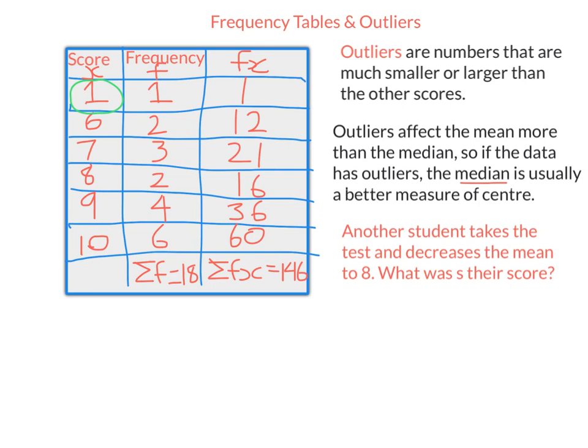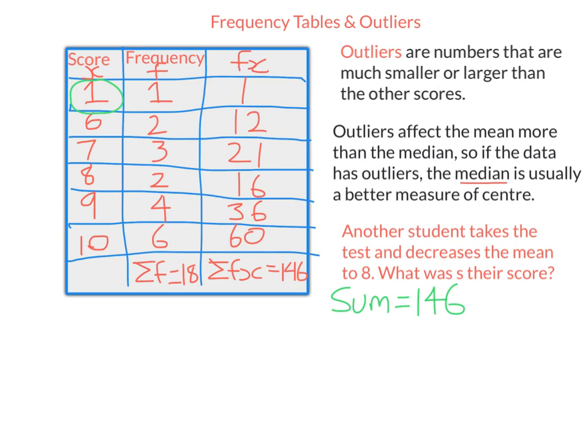We can also use information about the mean and the number of scores to find the value of one of the scores. So let's do this question here. Let's say after all of these 18 students took the test, another student took this Canvas test, and after they took it, the mean decreased to 8. What was their score? We know that the sum of all the scores before they took the test is 146. We calculated that.